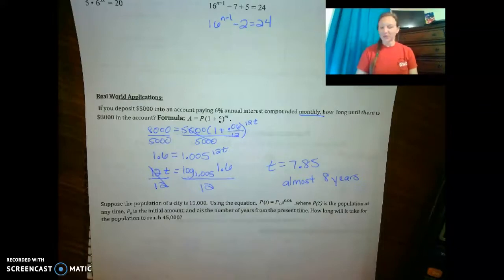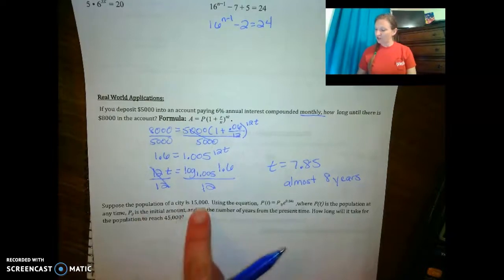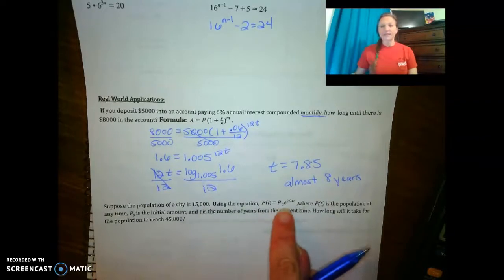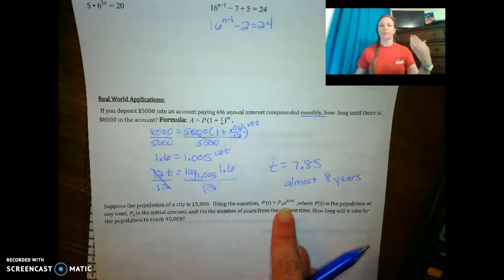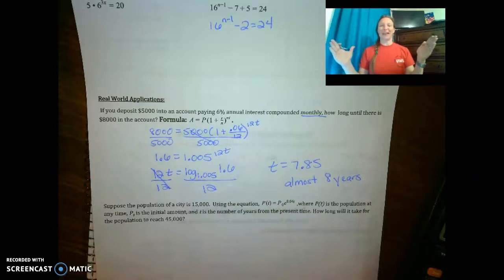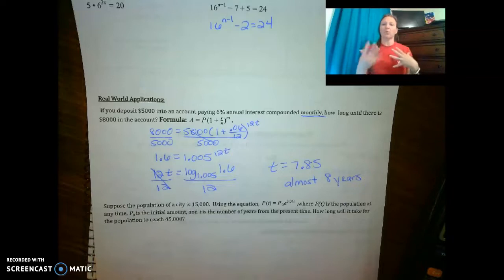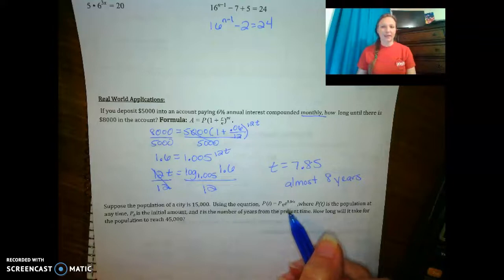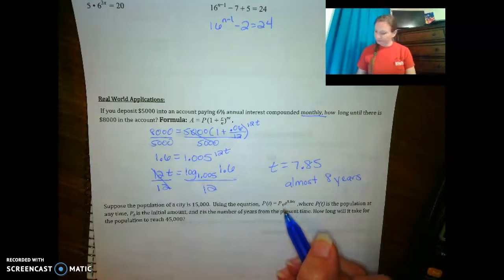Okay, last real-world scenario. Suppose the population for a city is 15,000. Using this equation, this is the equation we always use for compounding population because population is always compounded continuously, meaning we never stop to calculate how many people there are before we start collecting more people, right? We're always adding more people to our population. And actually banking does the same thing nowadays because we have computers to do our calculations for us. They also use this type of calculation.